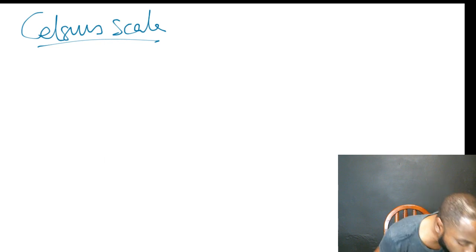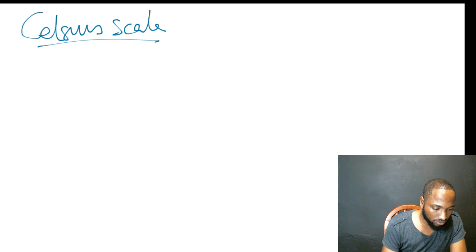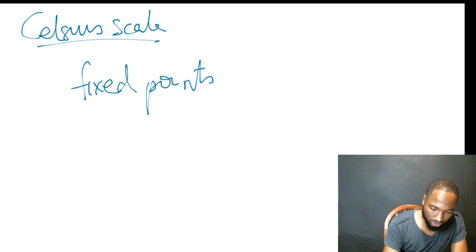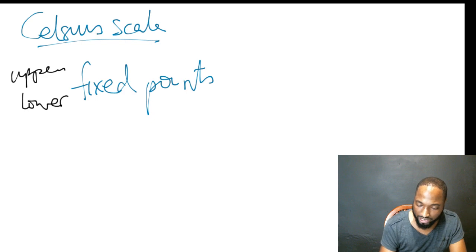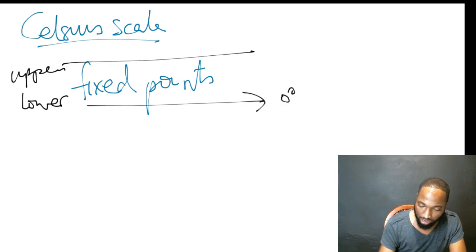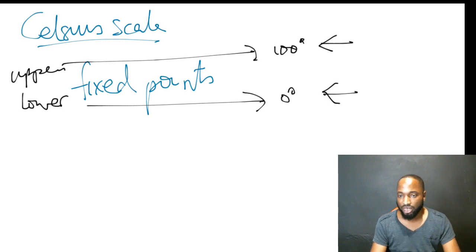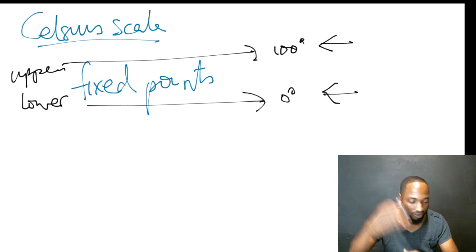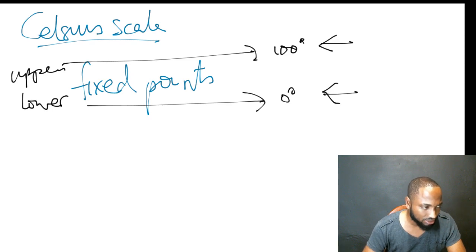So you have fixed points, upper and lower fixed points. We set the lower fixed point to be 0 degrees and the upper fixed point to be 100 degrees. This is the freezing point of water and this is the boiling point of water. And then you create gradations between them. What is the word I'm looking for? Gradation. Upper and lower, right?